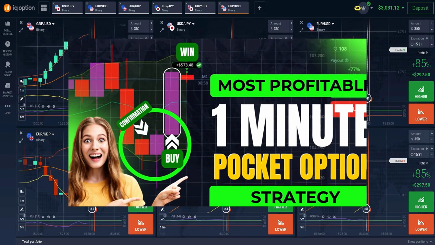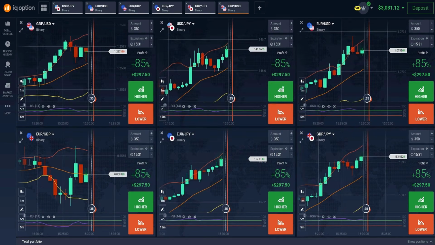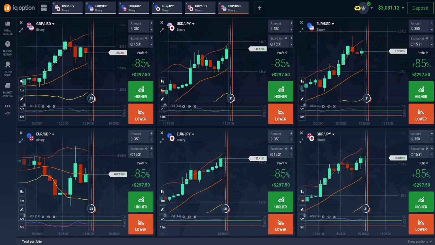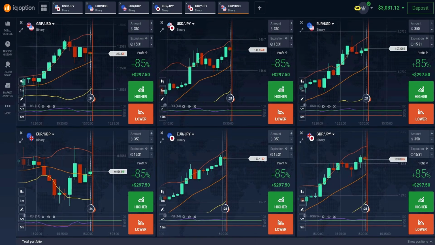Last week, we tested this on the Pocket Option platform, and you guys showed amazing support. Thank you for the love. So today, we've made this strategy even stronger by adding one more confirmation using the RSI indicator. Watch the video till the end to learn every detail and see this strategy in action.